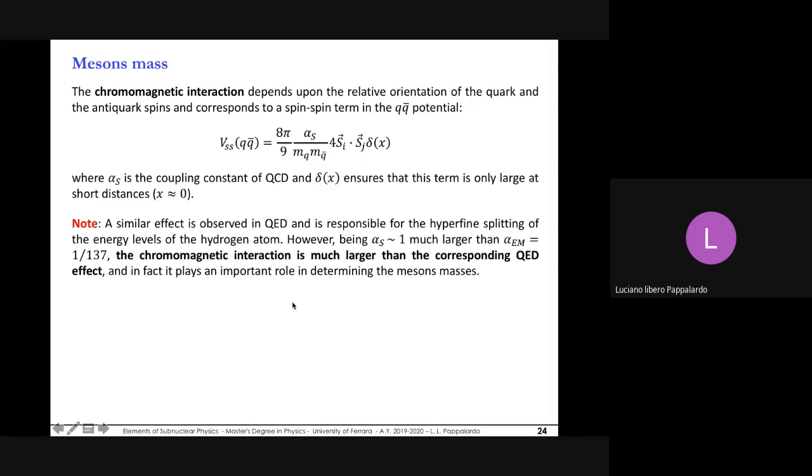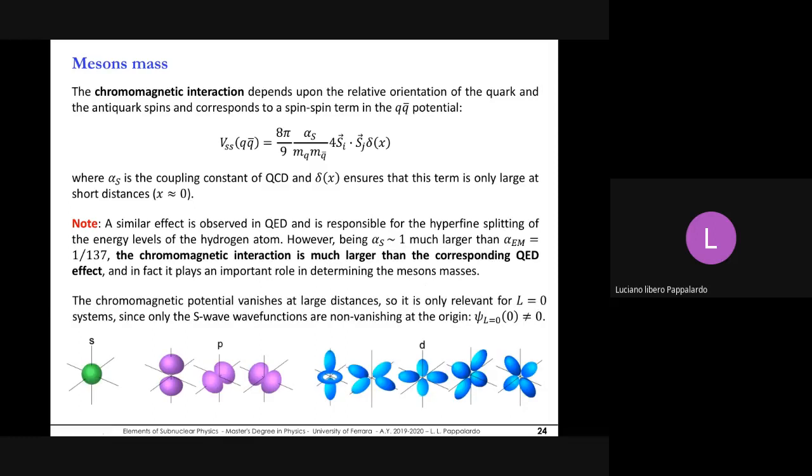And so in the case of strong interaction, the chromomagnetic interaction is much, much larger than the corresponding effect in QED. And it is so large that, in fact, it is responsible for the big differences in the mass between pseudo-scalar mesons and vector mesons. And we will see why in a moment.